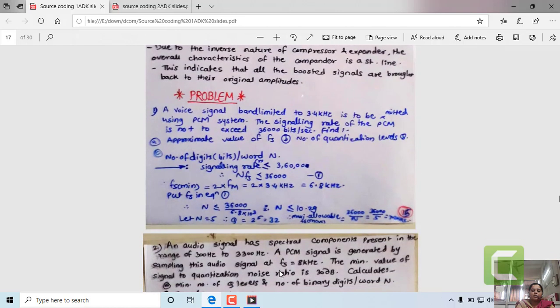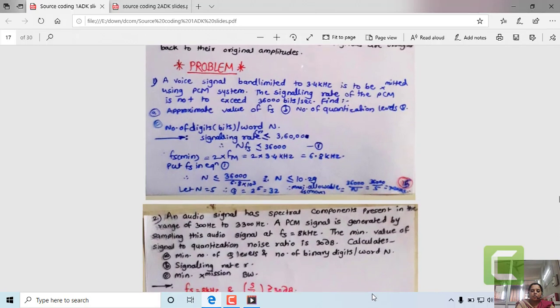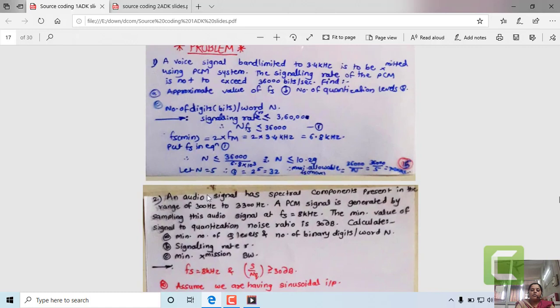Let's see another example. Read out the problem statement. So what is the given information in this problem? We have been provided the input signal frequency range. We have been provided with the Fs value and the minimum SNR value for the given system. Again, it is mentioned it is a PCM system, and we are asked to calculate how many quantization levels exist, how many binary bits per word we are going to see, the signaling rate, and the minimum transmission bandwidth that is needed.